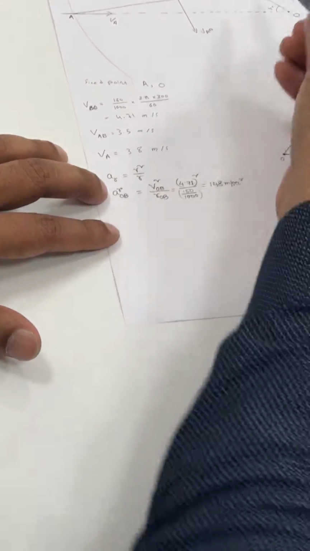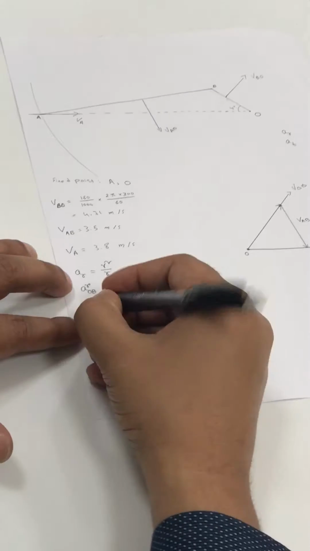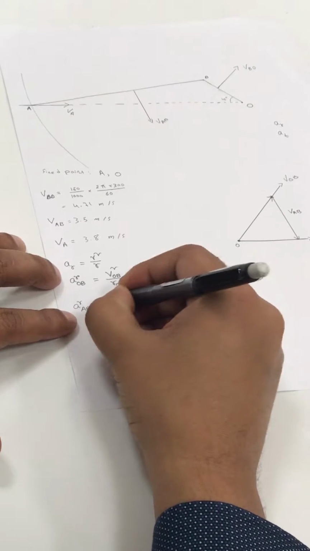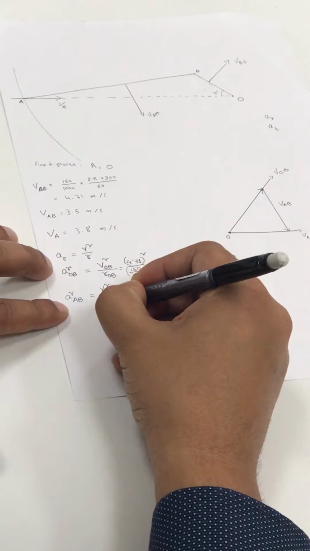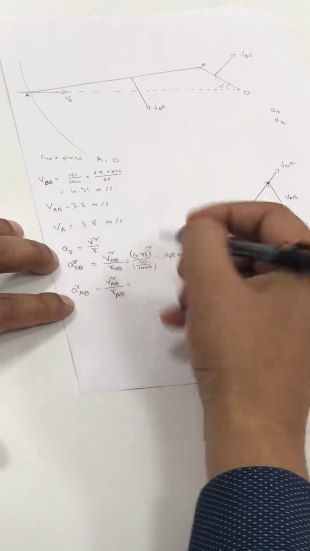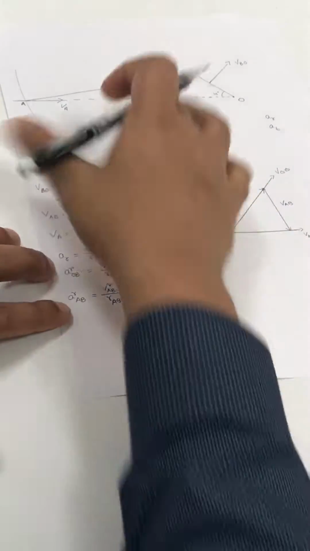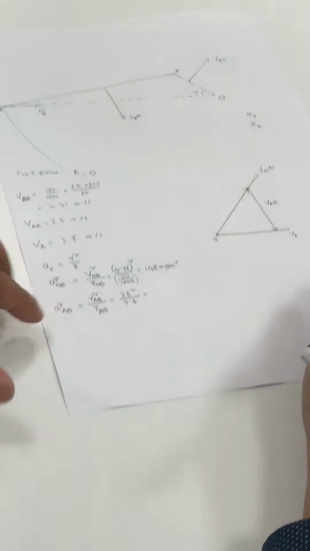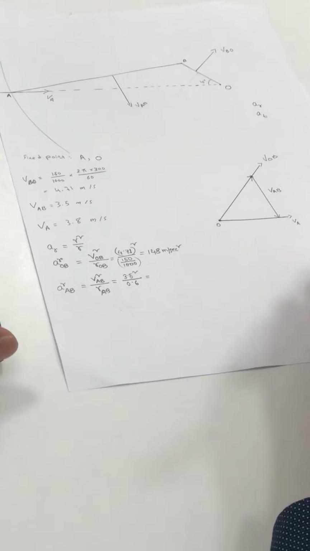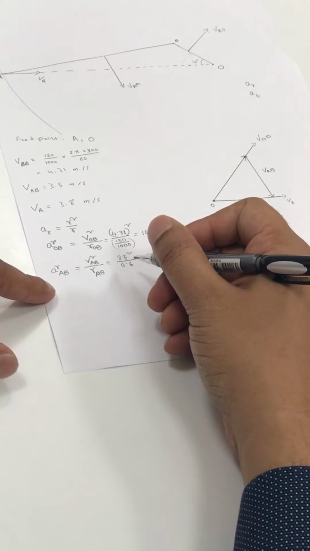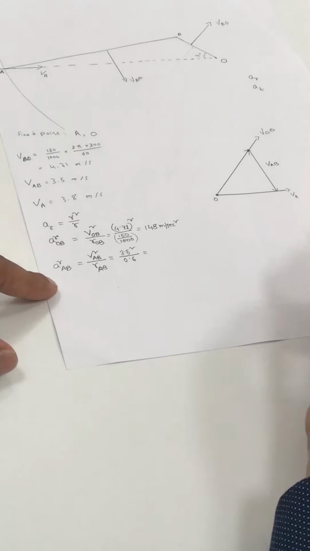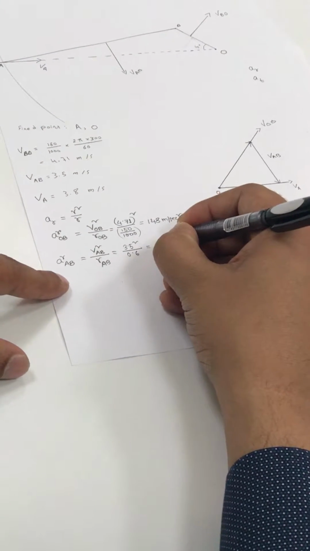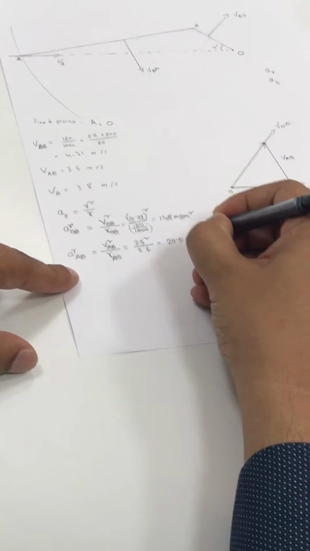Good. Now I have another one which is AB. So the radial of AB, that means I'm going to write AB square by R_AB. So what is the AB value? 3.5, right? 3.5 square. What is the length of AB? 600, so can I just directly write 0.6 for this case? Now how much is coming? 3.5 square divided by 0.6, 20. Let's say 20.5 meter per second square.